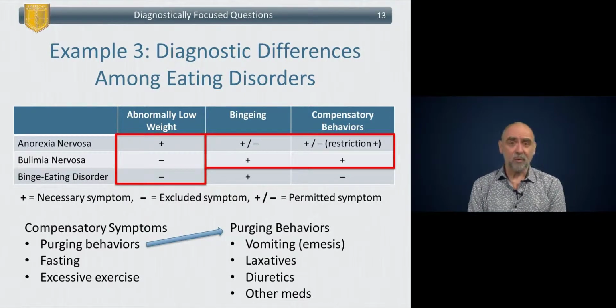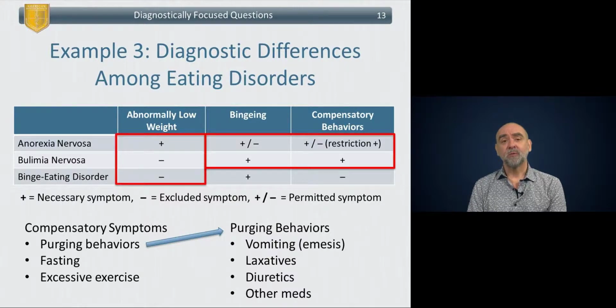Now let's look at example 3. Diagnostic differences between eating disorders, because this is another one. In addition to somatic symptom disorders, this is another area that can cause even knowledgeable candidates to get the vignettes wrong diagnostically. So we have anorexia nervosa, bulimia nervosa, and binge eating disorder. So note that only one is characterized by abnormally low weight. In fact, you have to have abnormally low weight in order to have anorexia. If you have normal weight, if you're overweight or obese, it is not anorexia, right?